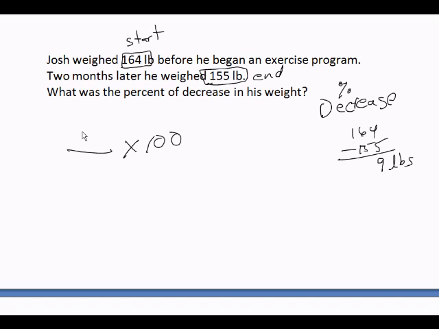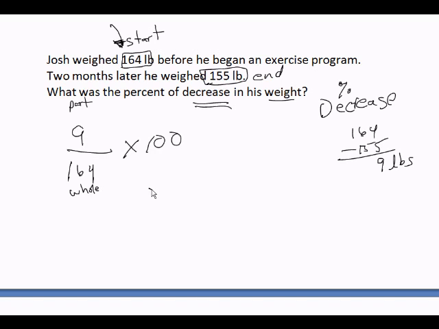So how much did he decrease? Part was 9 pounds. The whole, what was the starting amount? The whole amount that we started with, 164. So this is the whole amount. This is the part that we decreased. See, because they're asking decreased. We decreased by 9 pounds. So we're going to just put this in our calculator and we'll find the percent of decrease in weight. 9 divided by 164 times 100.